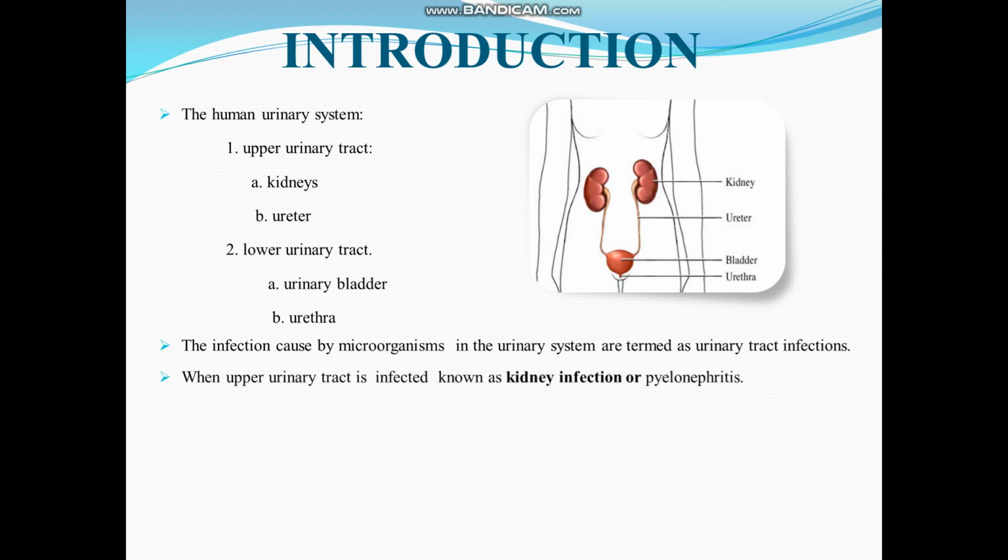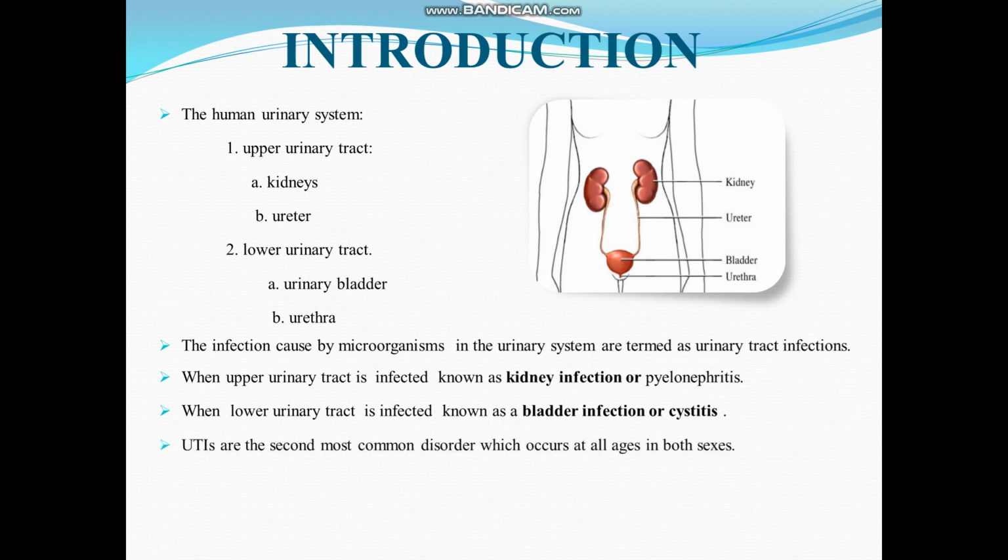What happens when the upper urinary tract is infected? That means the kidney and ureter get infected. That is known as kidney infection or pyelonephritis. And when the lower urinary tract is infected, it is known as bladder infection or cystitis.